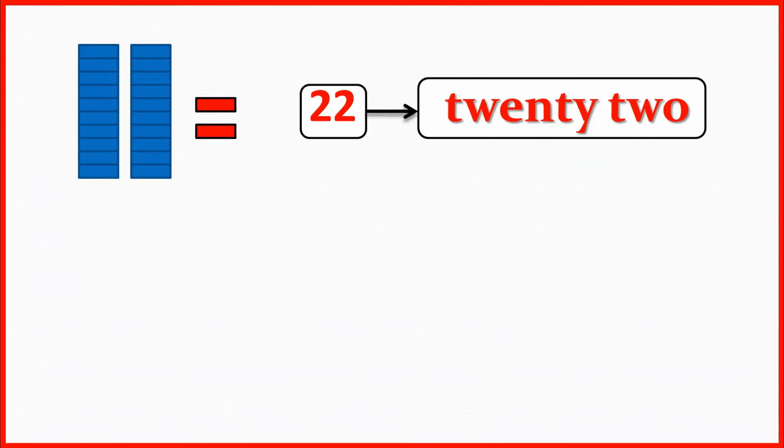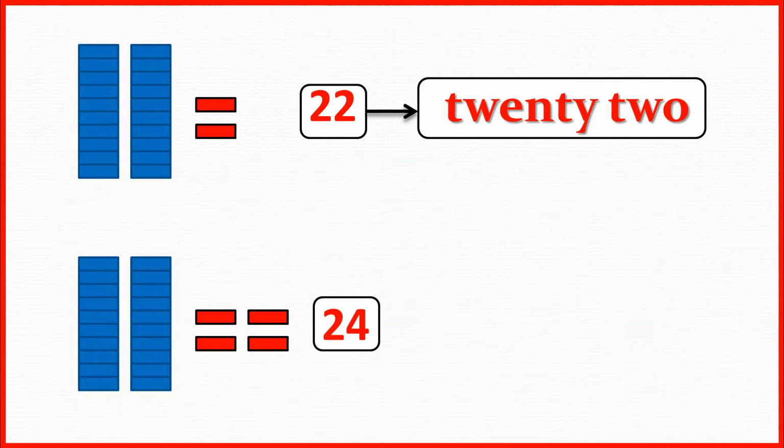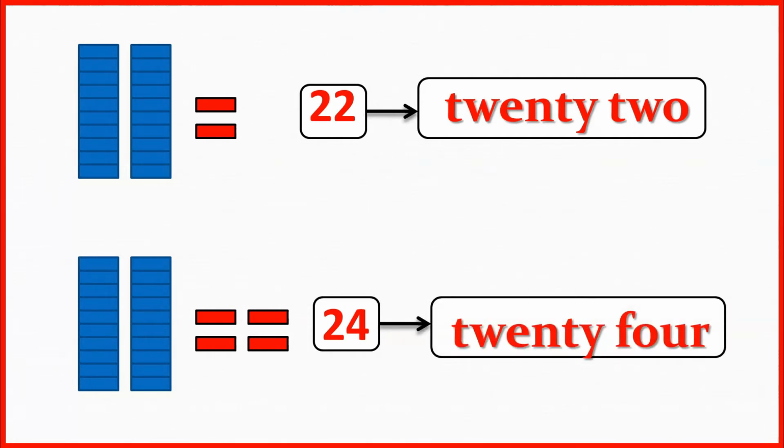Now there are 2 stacks of 10 and 1, 2, 3, 4, 4 ones. 2 tens and 4 ones makes 24. So here we write 24 and the number name: T-W-E-N-T-Y, F-O-U-R, 4. 24.